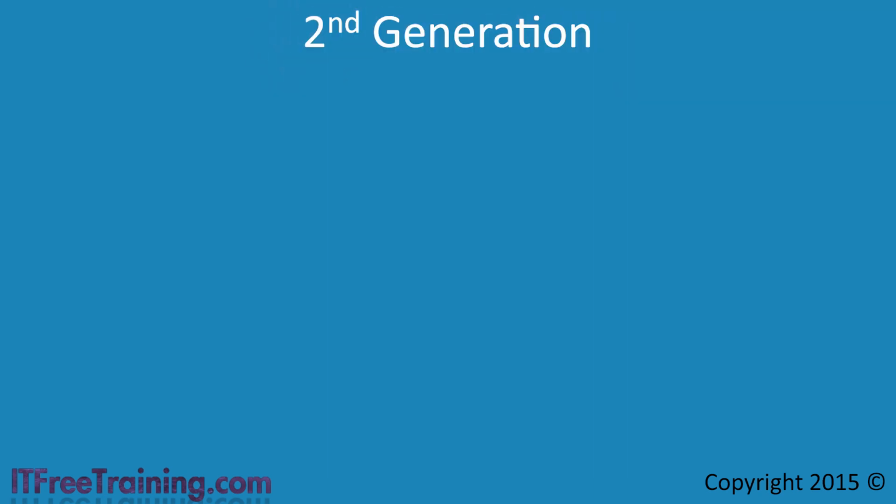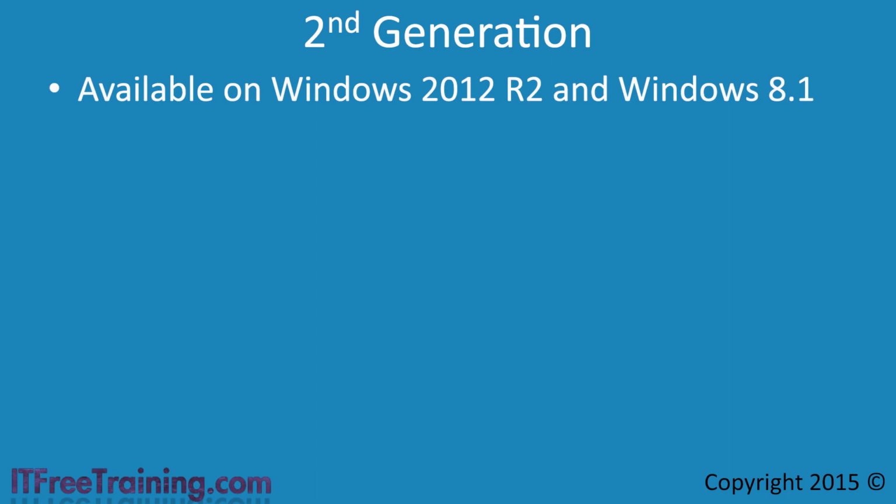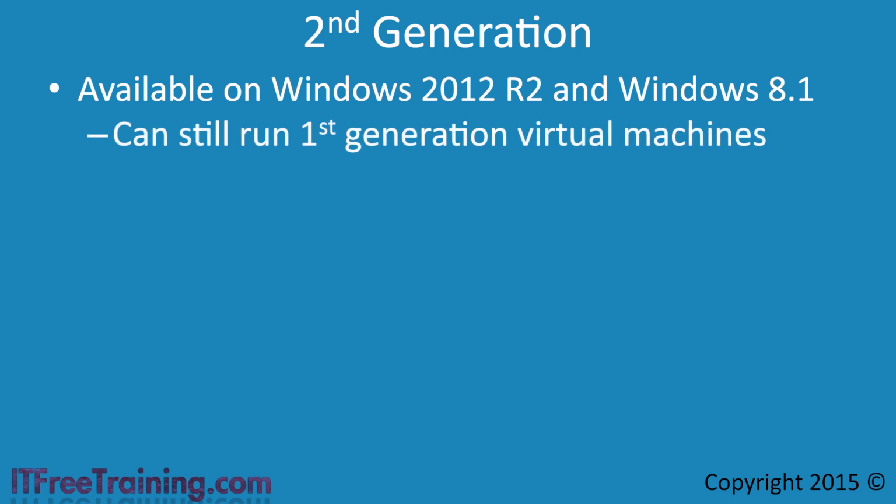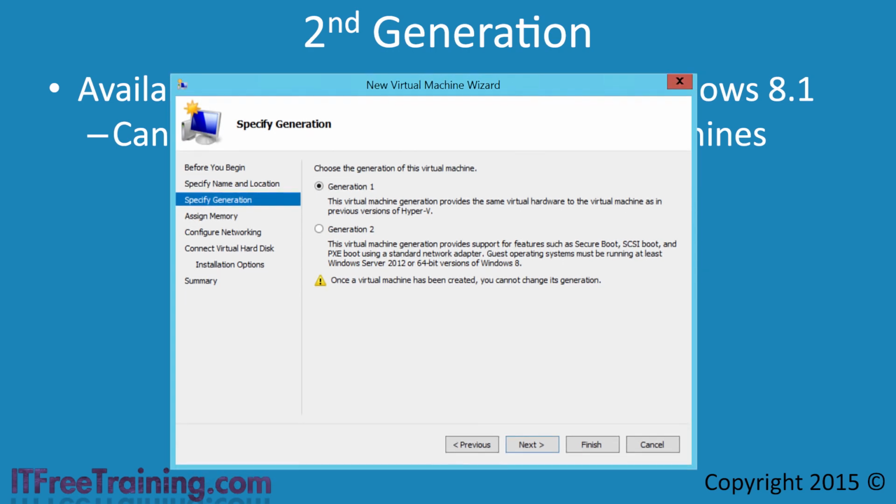In order to use second-generation virtual machines, you require Windows Server 2012 R2 or Windows 8.1. On these operating systems, you can still run first-generation virtual machines if you choose to, or a combination of both. You essentially have the choice of which virtual machine that you want to run. When you create a virtual machine using the New Virtual Machine Wizard as shown, you will be asked which generation of virtual machine you want to create. The option you choose determines the virtual hardware that will be used with the virtual machine. Once selected, this cannot be changed later on.